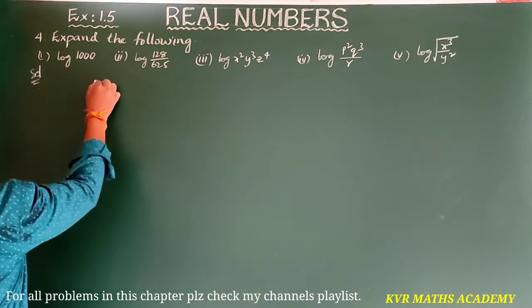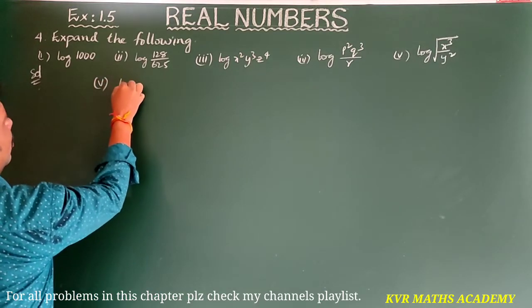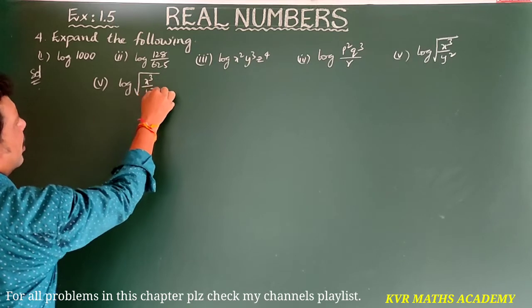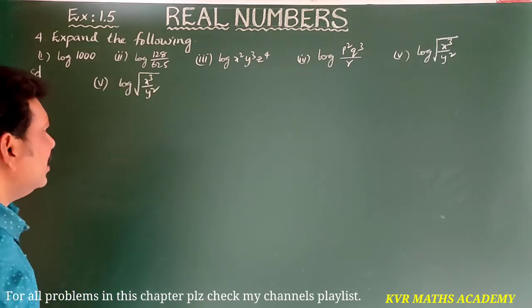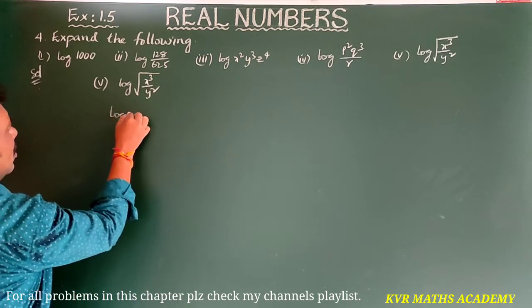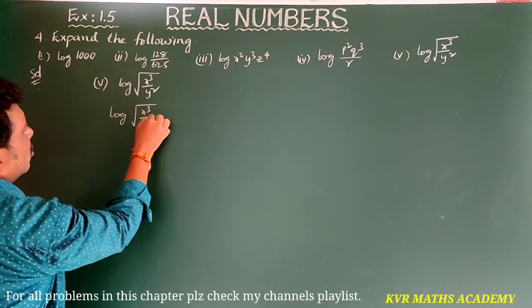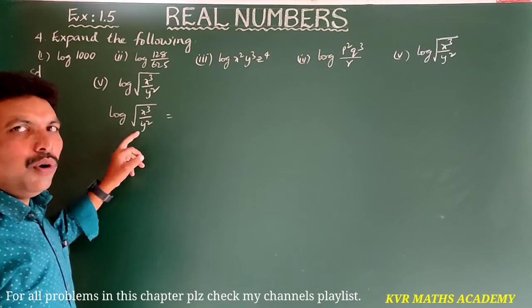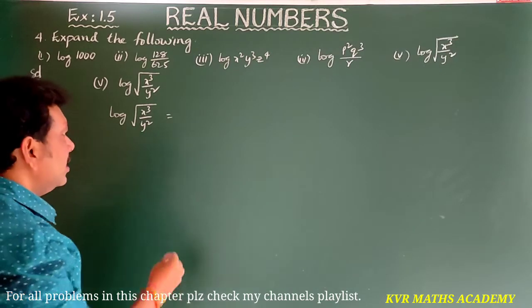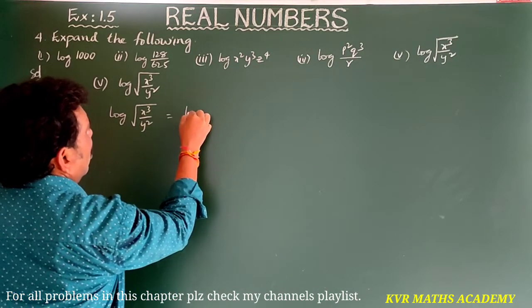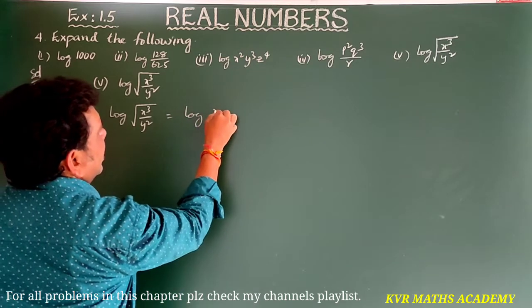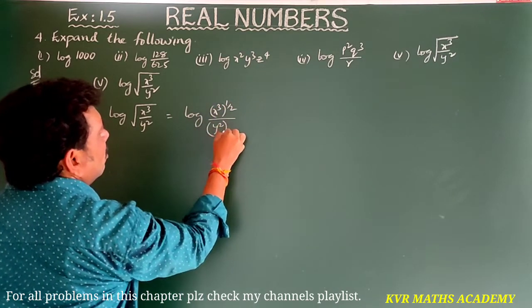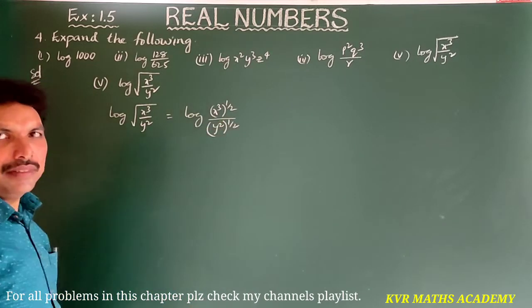Next, fifth one. Log root of x cube by y square. Log root of x cube by y square is equal to, this is root, so the whole power 1 by 2 will occur. That is equal to log of x cube whole power 1 by 2, and this is y square whole power 1 by 2 also.